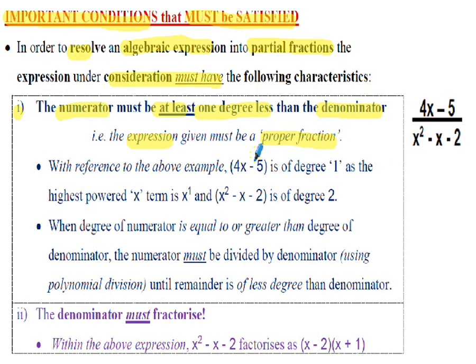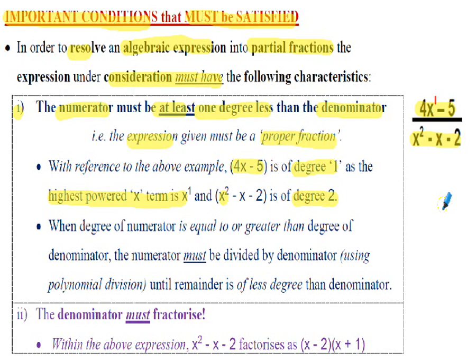In reference to the previous slide, the numerator, the 4x minus 5, shown here for convenience, has an order of 1. In other words, the x is to the power of 1. We don't write the ones, but they're there. That's sometimes called having a degree of 1, because it's the highest power of x on the top line. If we look at the denominator, the x squared minus x minus 2, then the x squared is a degree of 2. So in this case, we can clearly see that the numerator is of lower order than the denominator.